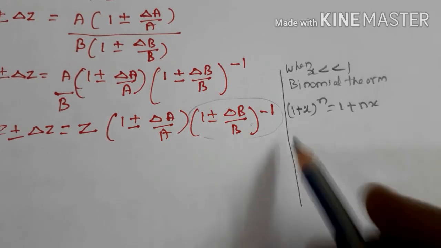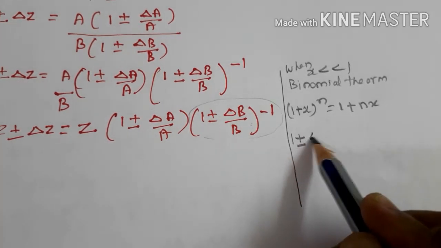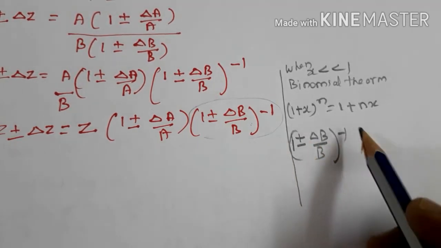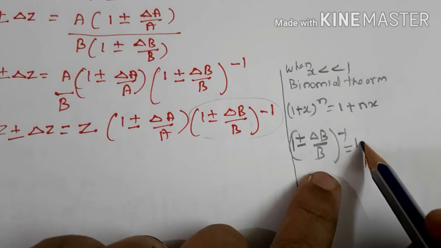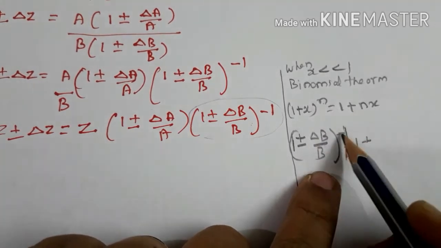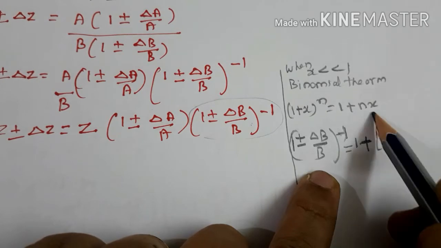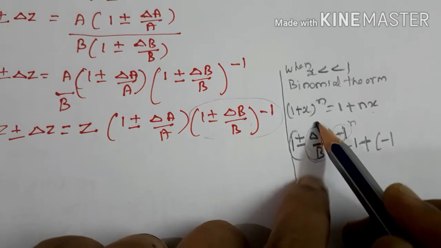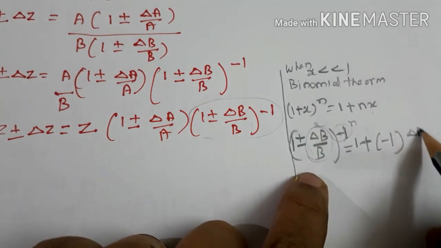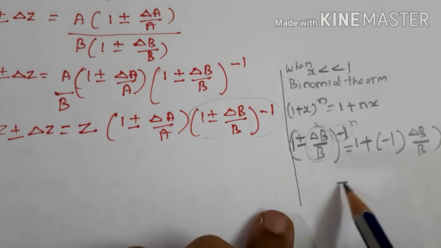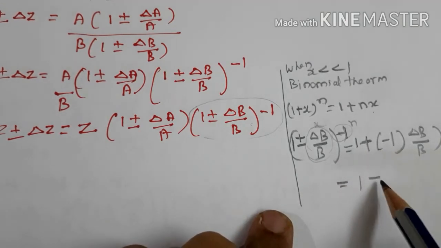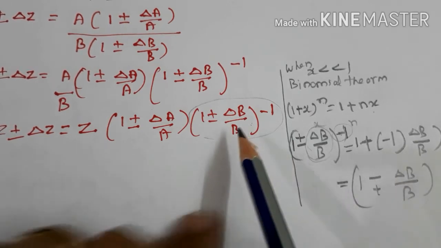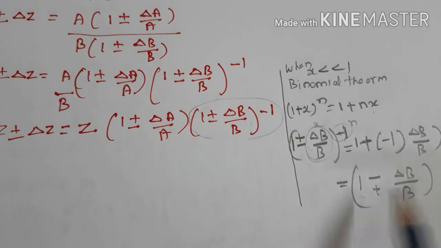Shall we apply it now? So what is that? 1 plus or minus delta B by B power minus 1. Okay, so 1 plus, instead of n here it is minus 1, right? So minus 1; this term will be n and this term will be x. So what will you get? Delta B by B. So you can write it as 1 plus, into minus is minus, delta B by B. So if you apply the binomial theorem to this, you will get this.